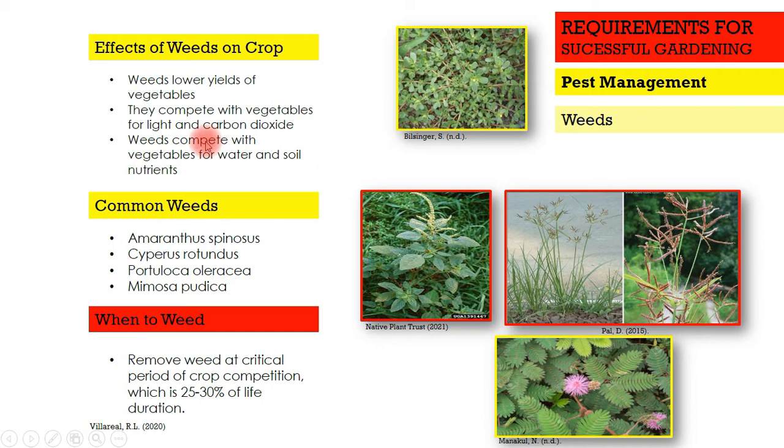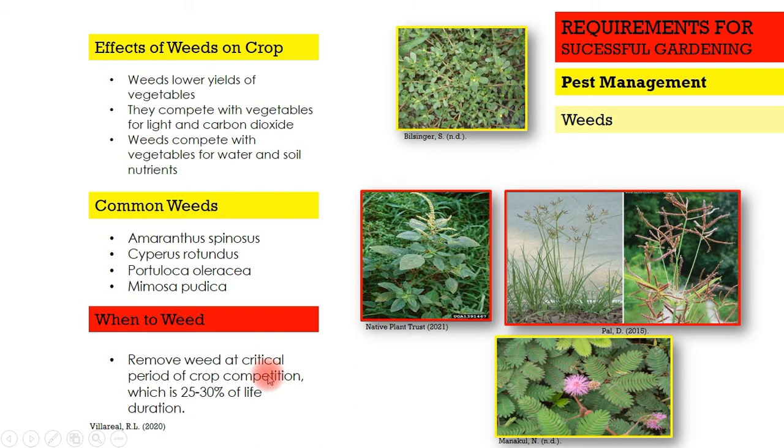There are common weeds here in our garden, here in our locality. Amaranthus spinosus is one of the weeds. Cyperus rotundus is considered one of the worst weeds of the world. The Mimosa pudica and the Portulaca oleracea. Always remember that weeds are any unwanted plants in the growing area of your crops.